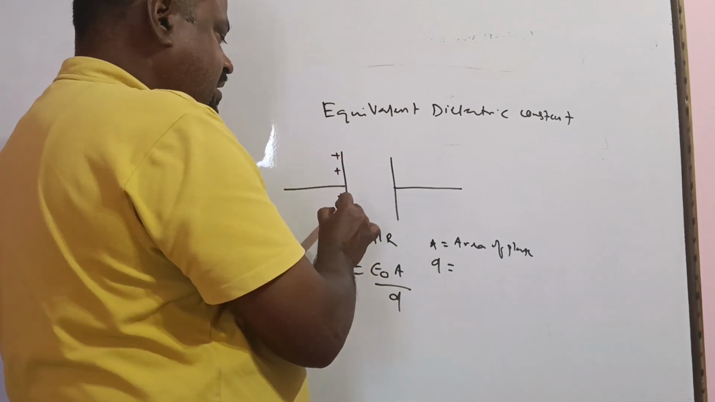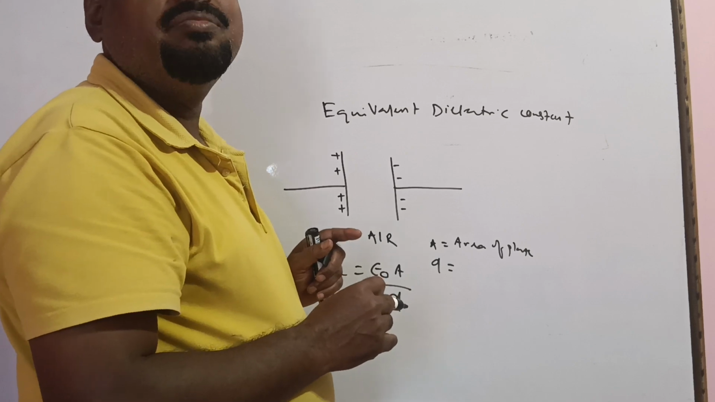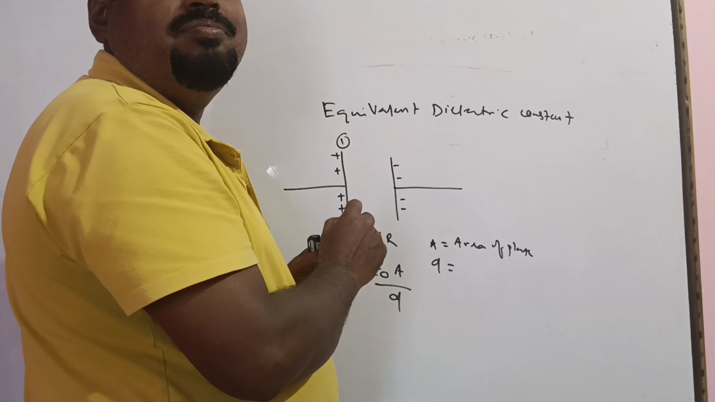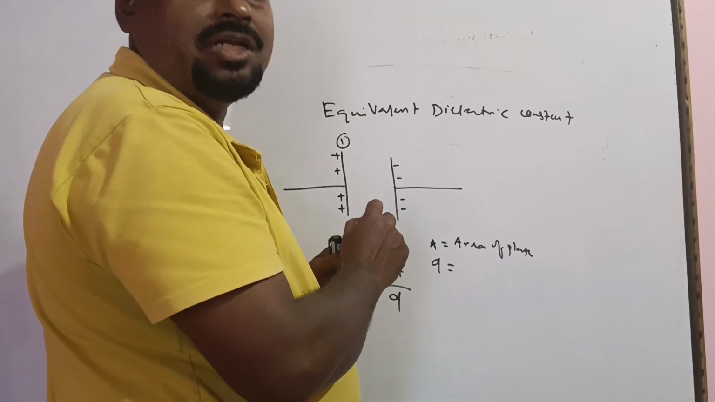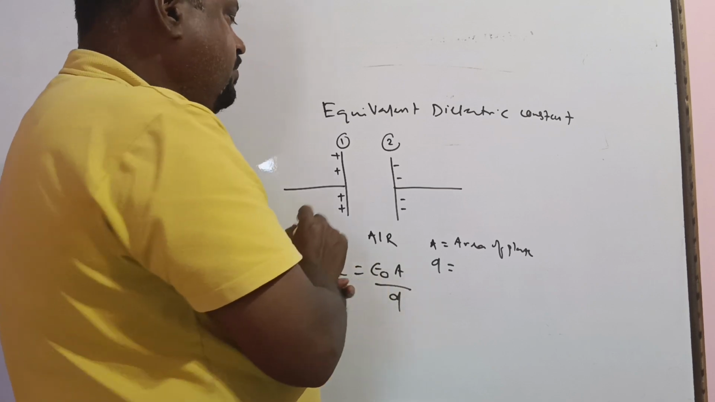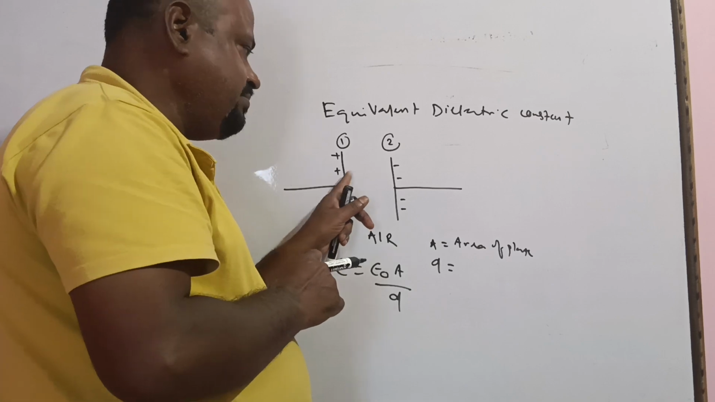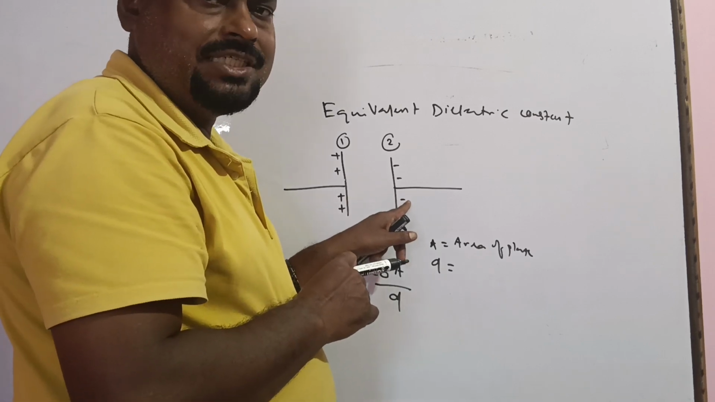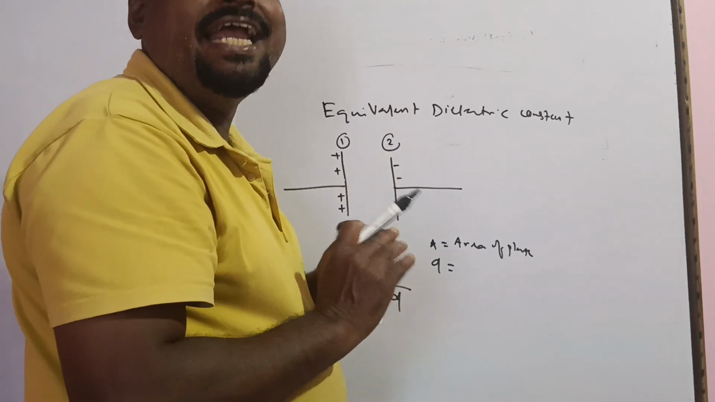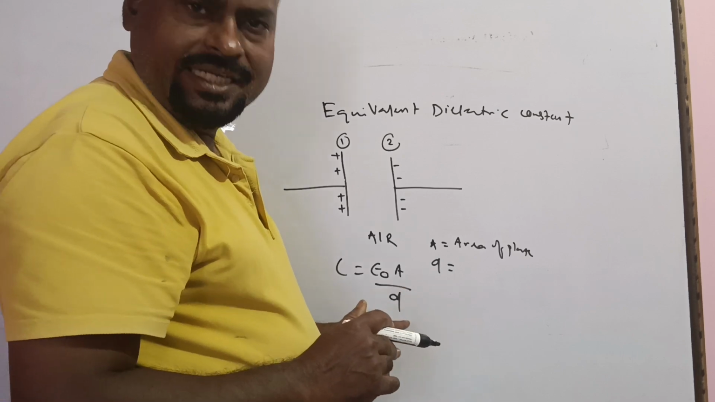These two plates are charged, meaning connected with a battery. Plate 1 is connected with the positive terminal of the battery, and plate 2 is connected with the negative terminal. So this plate is positively charged and this plate is negatively charged. But the medium is air or vacuum, so capacitance is epsilon naught A by D.